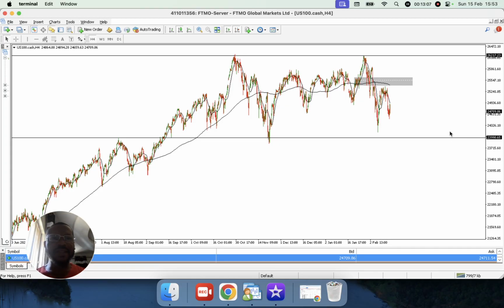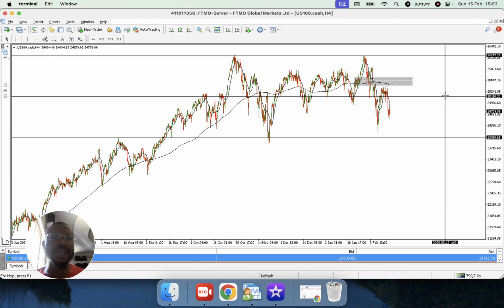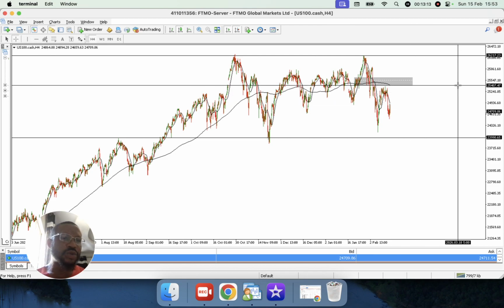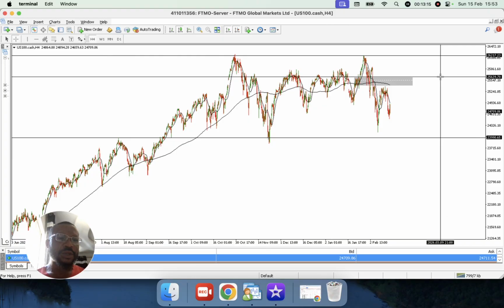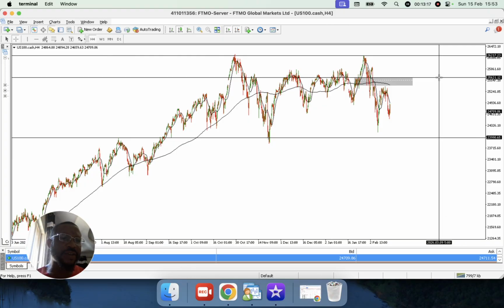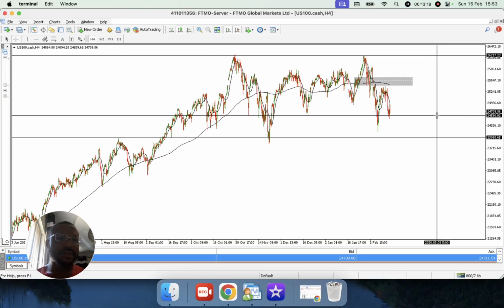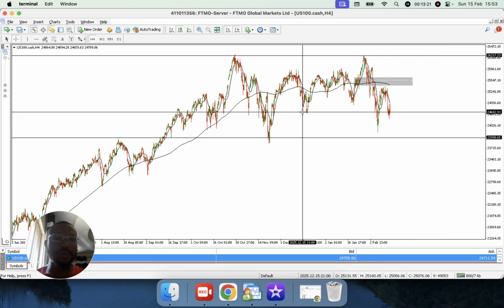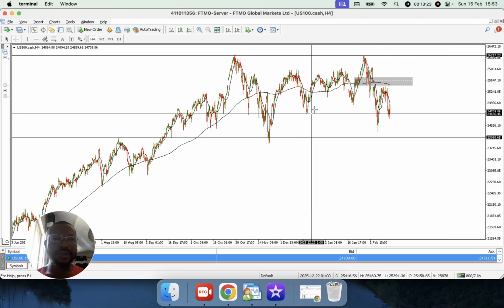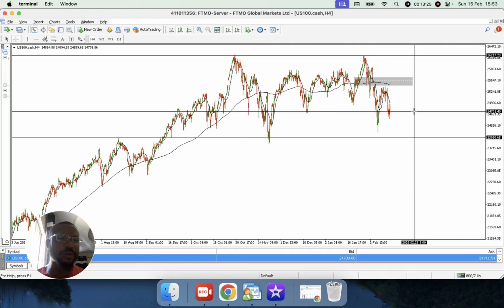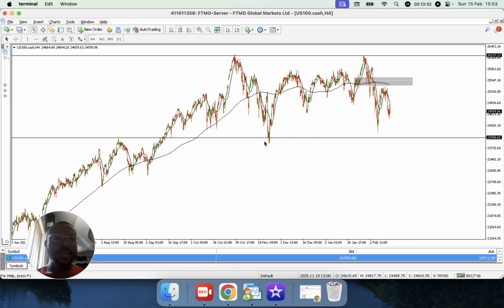So I repeat, entry for Nasdaq will be at 25,407, stop loss at 25,621. Then TP will be at this point, this support area here. There's a support here, strong one. It will be at this point at 24,701. Then the buy entry will be at this point, 23,990.